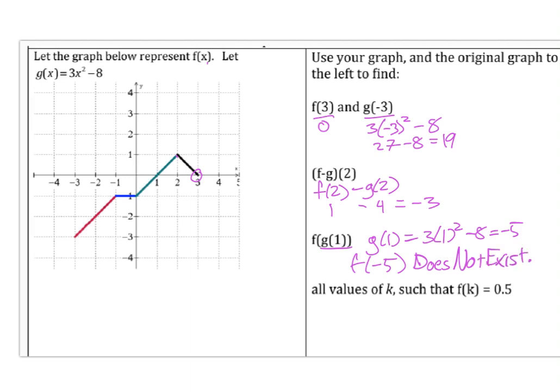Find all values of k such that f of k is 0.5. Okay, that's talking about this graph, and this means the height is 0.5. I'm going to draw my line across at 0.5. That looks like 1.5 and 2.5. So k equals 1.5 or 2.5 to have a height of 0.5.